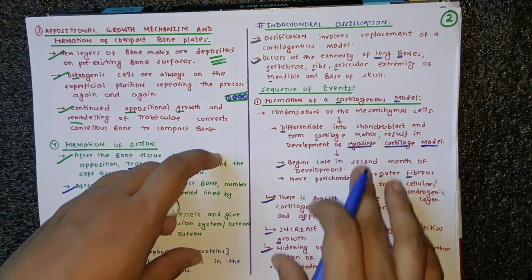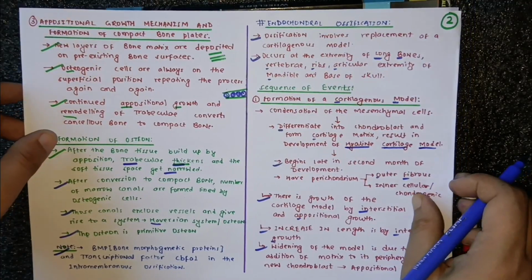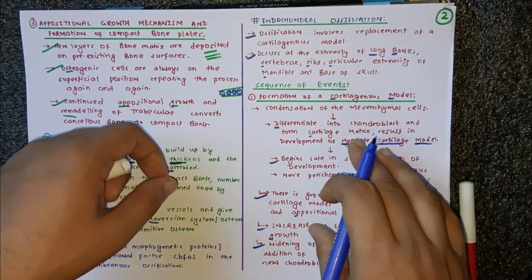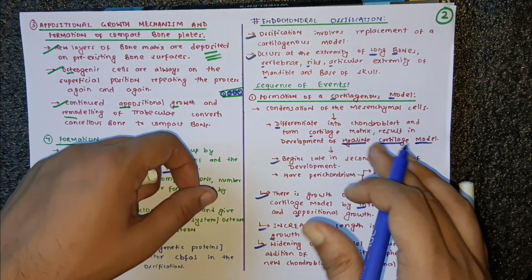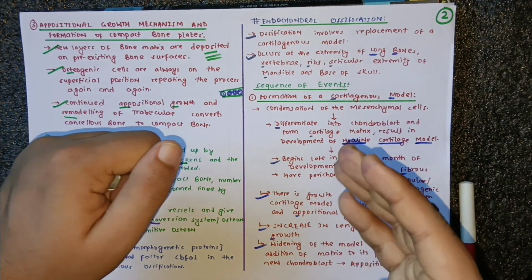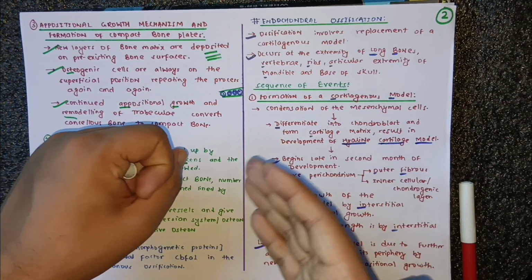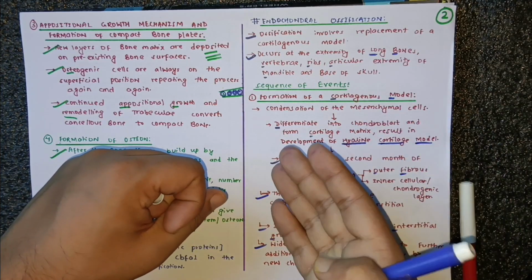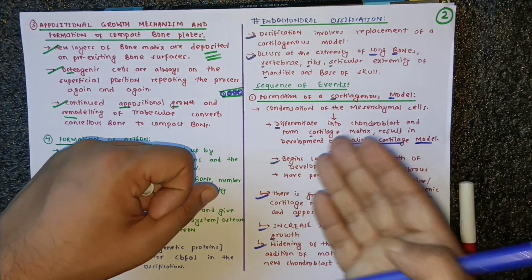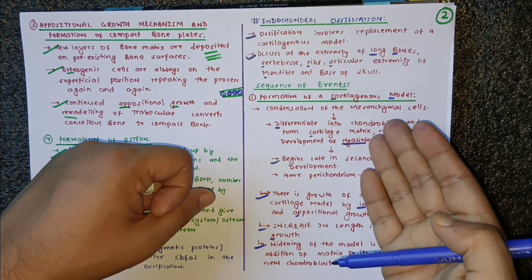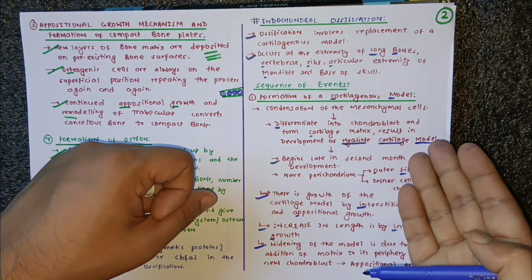So there are a lot more points, but first of all just learn this much. The main concept you should take from this cartilaginous model formation is how it is formed. First of all there is a condensation of the mesenchymal cells, and those mesenchymal cells change into chondroblasts. It is not similar to intramembranous, where they may differentiate into osteoblast or chondroblast based on the vascular supply. Here, mesenchymal cells first of all change into chondroblasts, and those chondroblasts secrete the cartilaginous matrix, and that is how the hyaline cartilaginous model is formed.